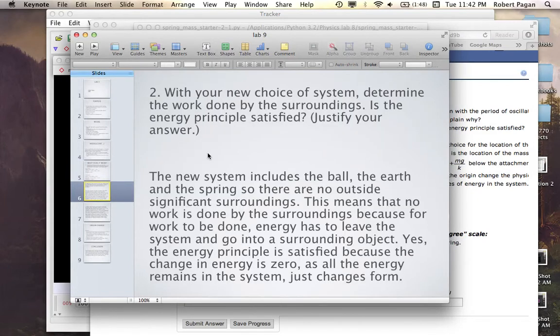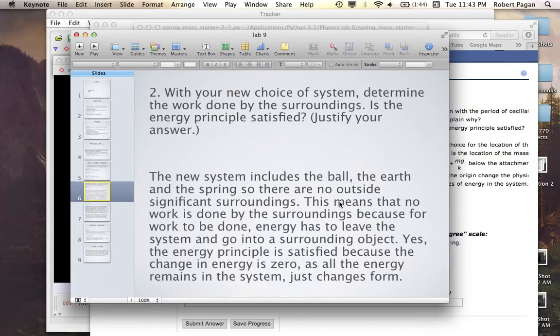So number 2, with your new choice of system, determine the work done by the surroundings. Is the energy principle satisfied? The new system includes the ball, the earth, and the spring. So there are no outside significant surroundings. In lab, we didn't have, I think it was the spring included, so there was work done, but with this system there's no work done because the surroundings that we had in lab are now included in the system.